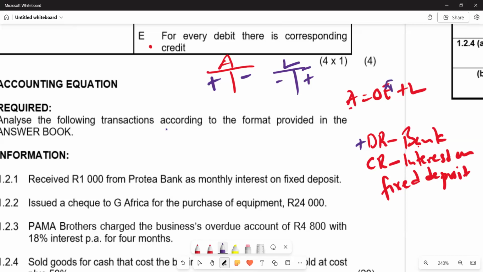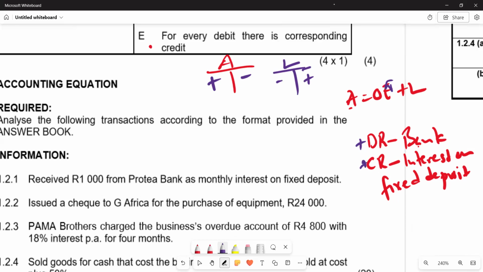Basically, what we are saying is there's a positive relationship that exists between net profit and owner's equity. That is, when net profit increases, owner's equity also increases. When net profit decreases, owner's equity also decreases. That's the positive relationship that we are trying to interpret from the relationship that exists between owner's equity and net profit. So interest on fixed deposit is other income, so it's going to increase our owner's equity. It's a plus.